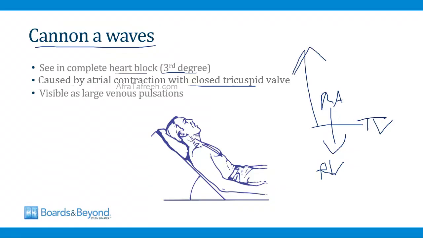If you look at the venous pulsations in the neck of a patient lying at 45-degree angles like this, you will see intermittent bulges in the venous pulsation. Those are Canon A waves, classic finding of complete heart block.